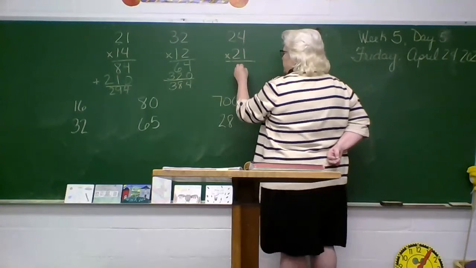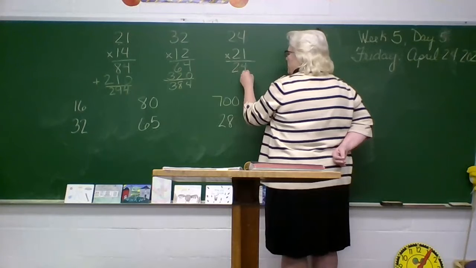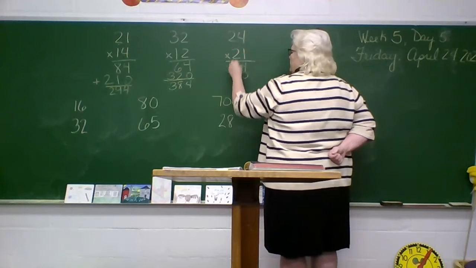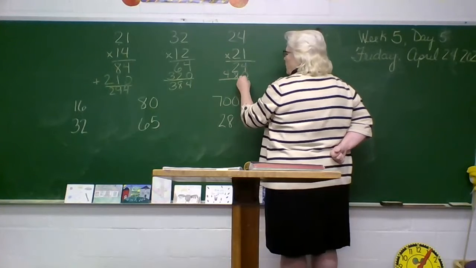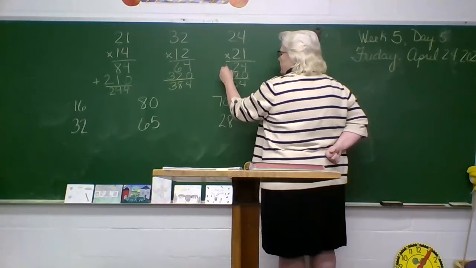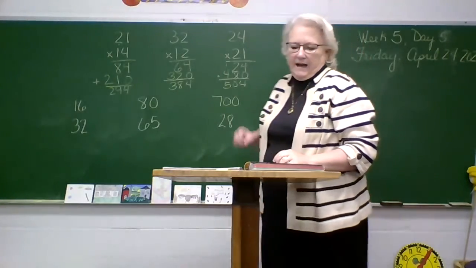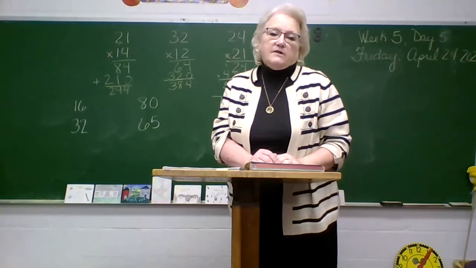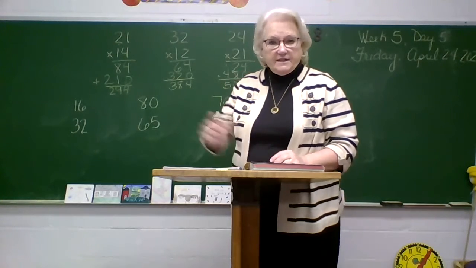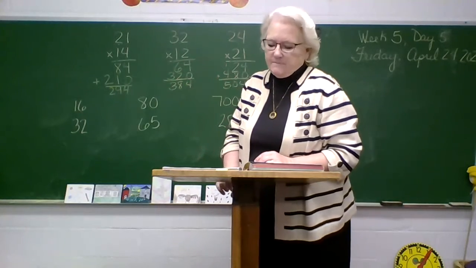1 times 4 is 4. 1 times 2 is 2. 0 in the ones place. 2 times 4 is 8. 2 times 2 is 4. 4, 2 and 8 is 10. Carry 1. 1 and 4 is 5. 504. And you're going to work some of these problems on your paper today. It'll be the first section on your math paper today. Doing this, showing me both partial products and adding them together.